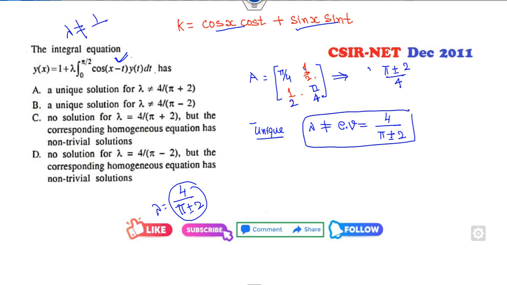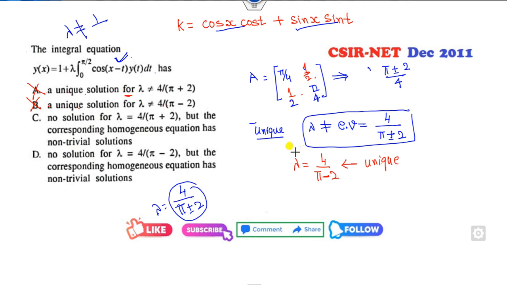Is this condition satisfied here? He said unique solution for lambda not equal to only one value. But what will happen if lambda is the other value? Then again we will get a unique solution. But he said unique is not equal to. Fine. So it means this option is cancelled, because if this case happens, then you get the false option. Unique solution when this option is again cancelled out. Fine. No solution for equality.